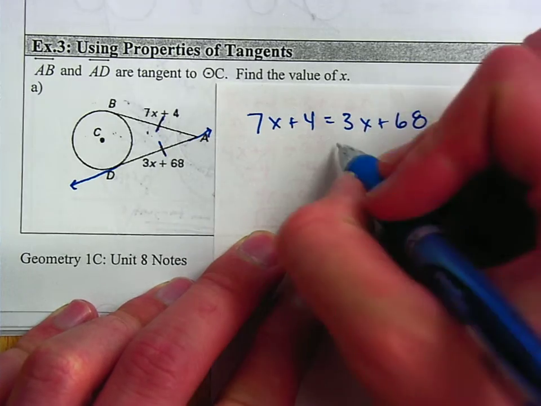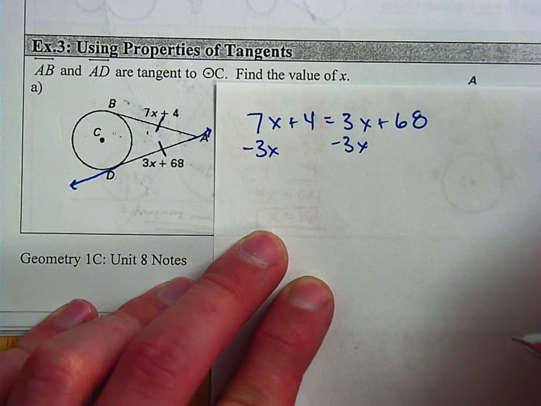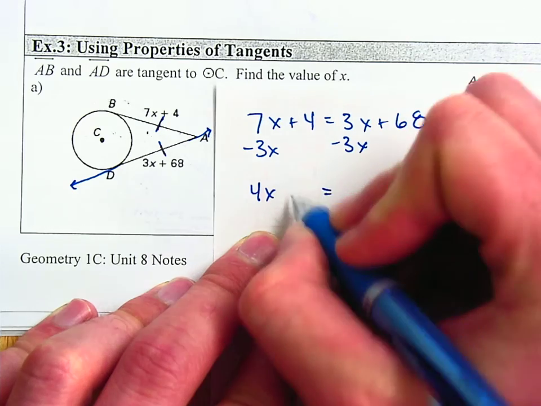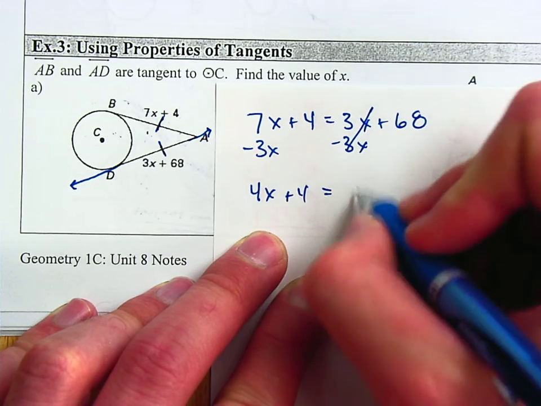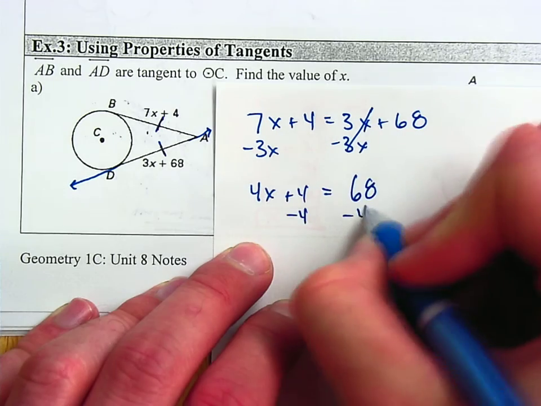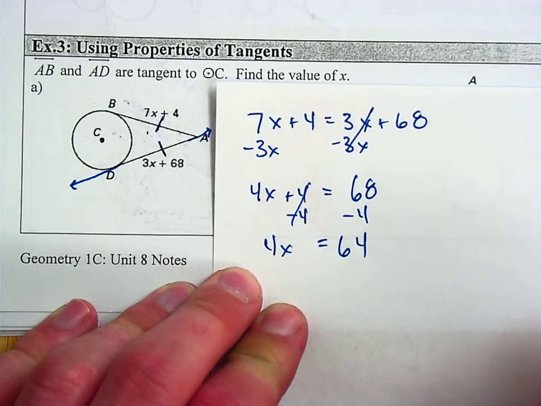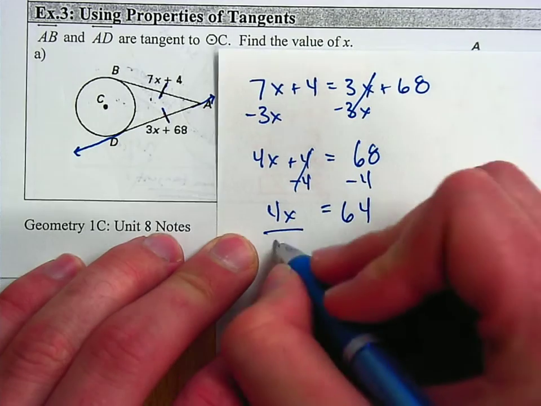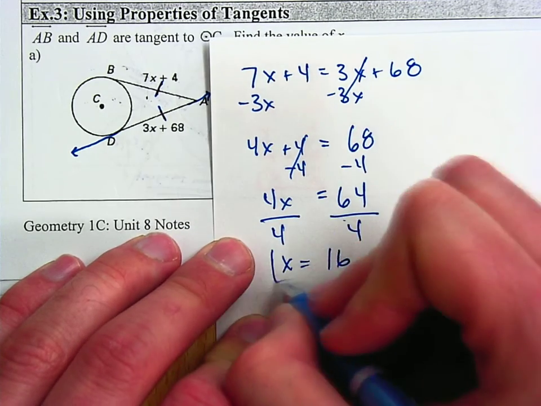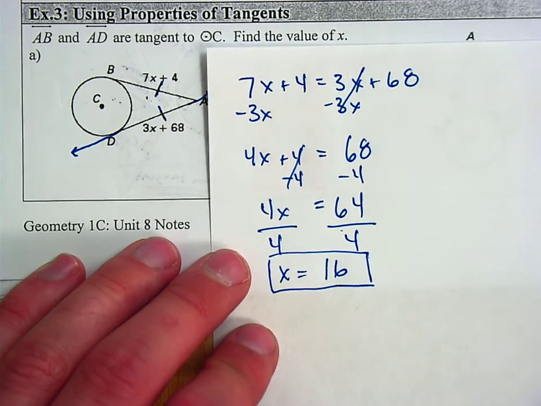So I'm going to subtract 3x, and I'm going to have 4x left over here, plus 4. And these are going to cancel out, giving me 68 over here. And then I'm going to subtract 4 and get 4x equals 64, and then divide by 4. So x equals 16. And that was our goal, was just to find x. So that's our answer.